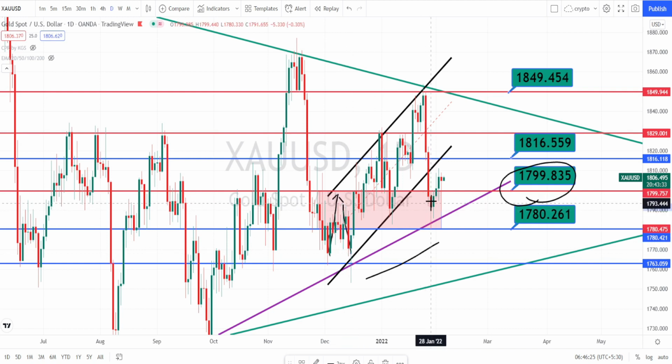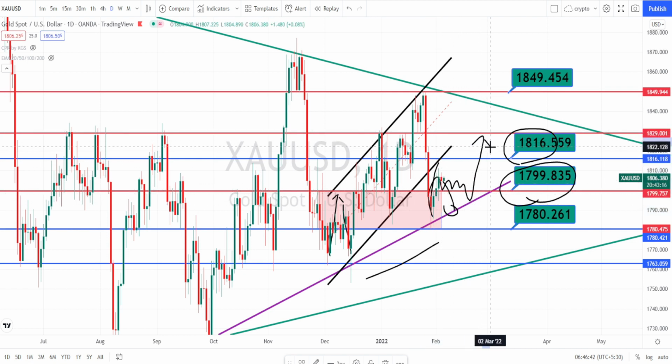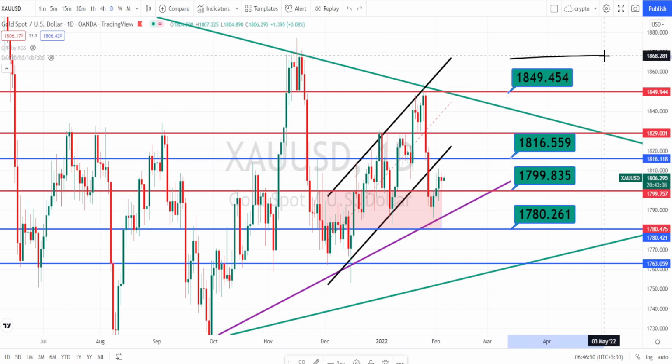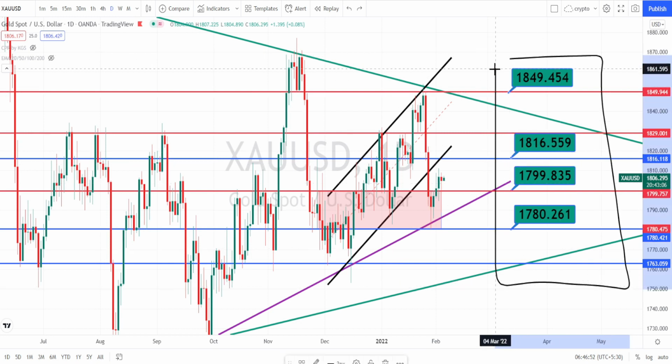So we can expect it to go up, test this resistance level of 1816 and then bounce back, retest this trend line from the daily time frame. So we can expect a little bit of consolidation to continue before it starts its bullish trend. So these are all the support and resistance levels for the daily time frame. Let us do the analysis in the hourly time frame.